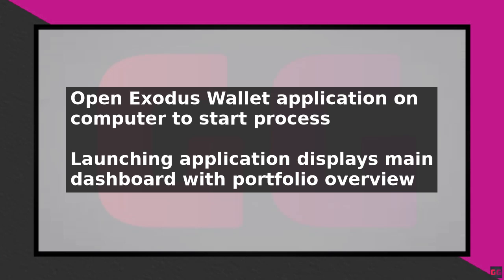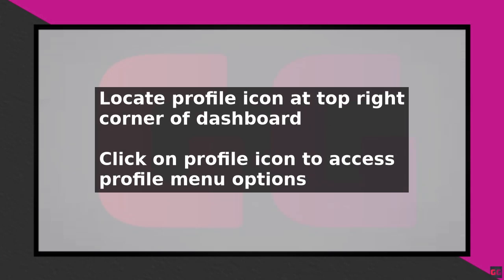To log out from Exodus Wallet on desktop, start by opening the Exodus Wallet application on your computer. Once the application is launched, you will see the main dashboard that displays an overview of your portfolio, including the balance of your various cryptocurrency assets. Locate the profile icon, which is usually represented by your initials or a profile picture, at the top right corner of the Exodus Wallet dashboard.